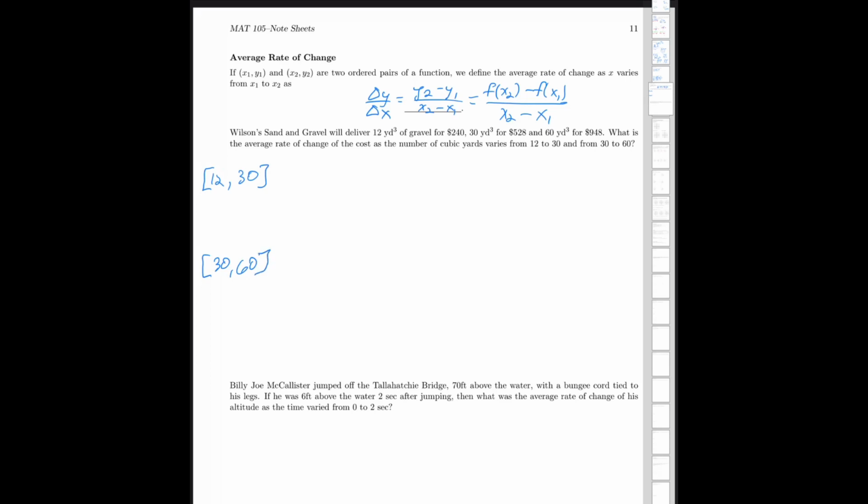So to do that, we can simply plug it into our formula. So the average rate of change, the change in y over the change in x, remember this triangle symbol is the Greek letter delta, which stands for change. So I can take my y sub 2, which is the dollar value here, so $528 for 30 cubic yards of soil, minus my y value for my other ordered pair for 12. So for 12 cubic yards, it's $240 over 30 minus 12.